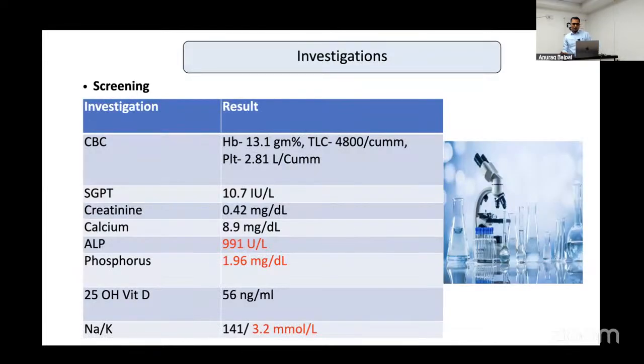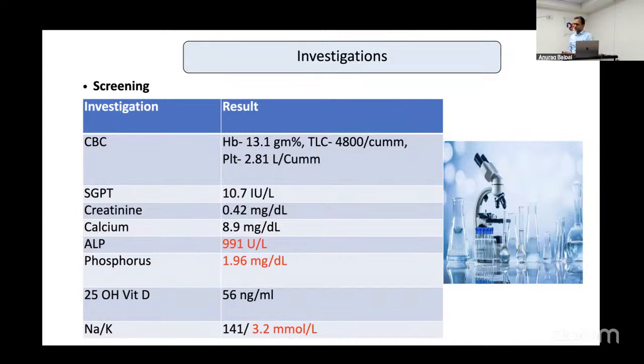Carry on. So we have done the basic screening. The hemogram was normal. SGPT and creatinine were within normal limit, ruling out CKD. Calcium was on the lower limit of normal, which in this case was 8.9. ALP was high, 991. Phosphorus was low, 1.96 milligram per deciliter. Vitamin D was normal, 56 nanogram per ml. Sodium was 141 and potassium was on the lower side, 3.2.